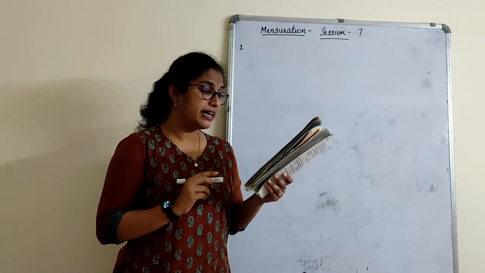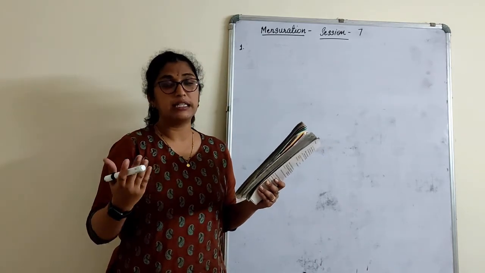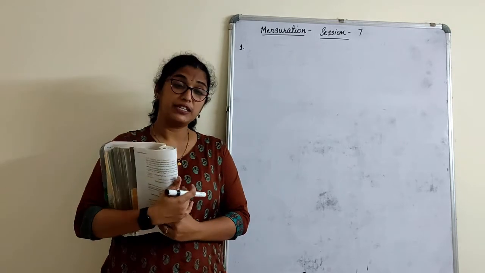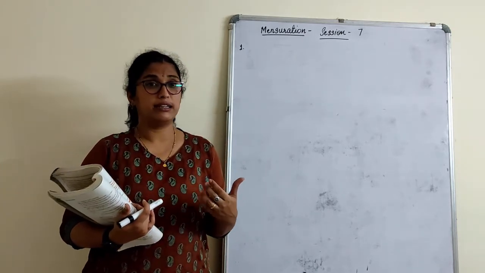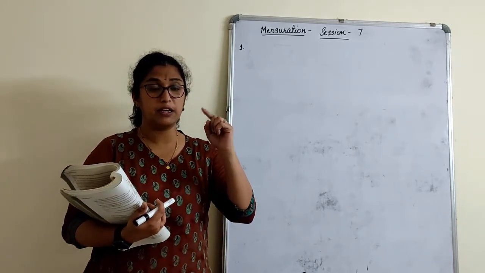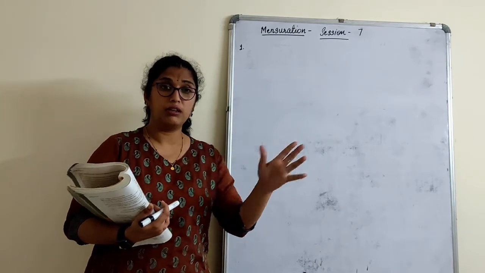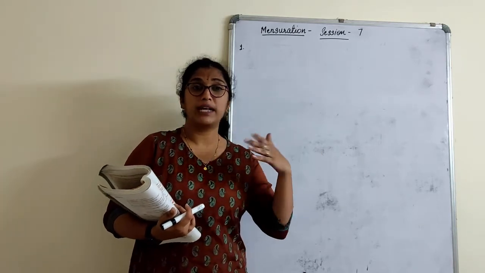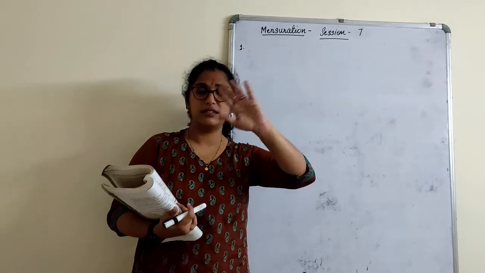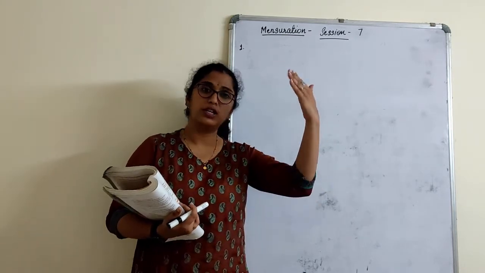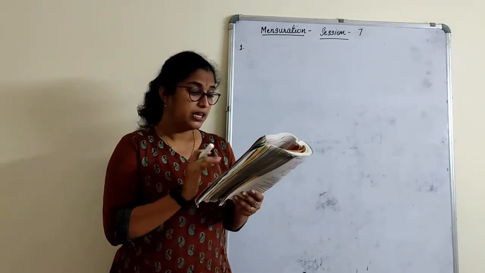Number of cement bags required to plaster it, surface area. When we talk about surface area, it can be total or it can be CSA, curved surface area. Here surface area is total. How many bags are required to plaster it? Plaster it is in the sense that we want the outer area, so we will write surface area.